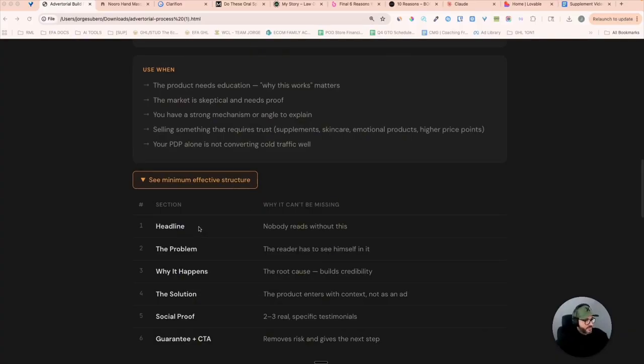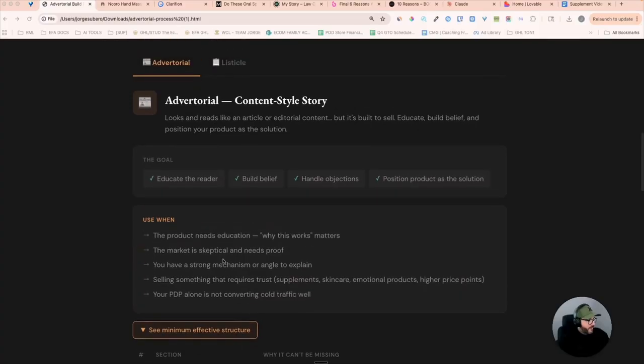And we're going to be seeing a couple of examples, but this is the minimum thing that you're going to be considering as a structure for your advertorials. It's going to have a headline, a problem. It's going to be talking about the problem. It's going to have a section on why it happens, the solutions, social proof, and then the warranty or the call to action. Okay, so this is what we're going to be following with advertorials.